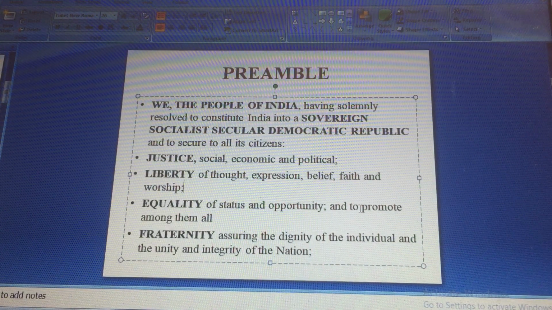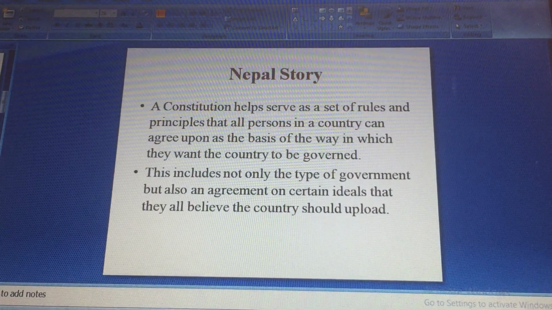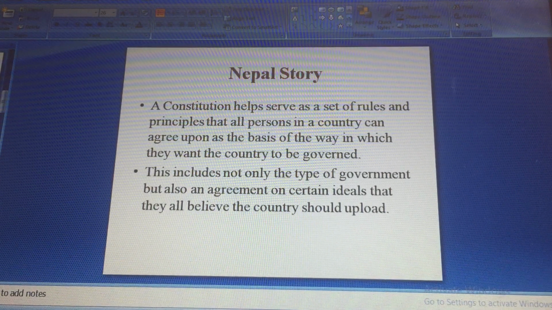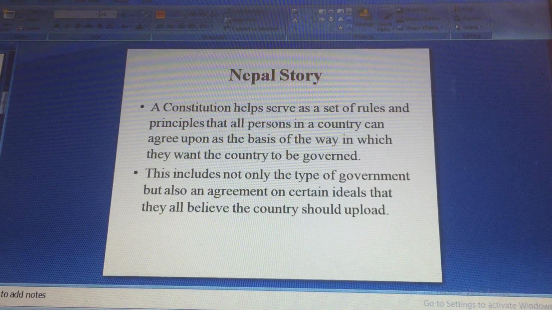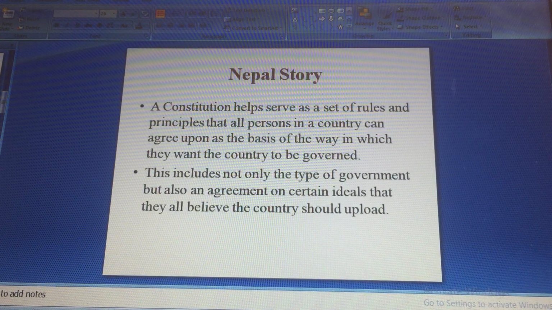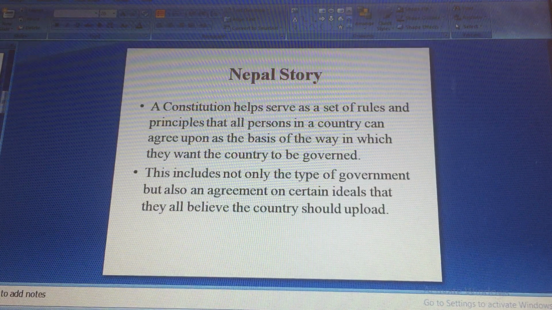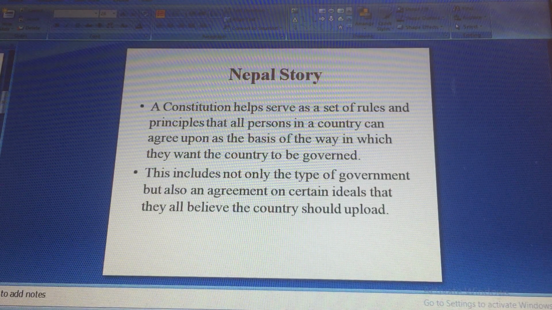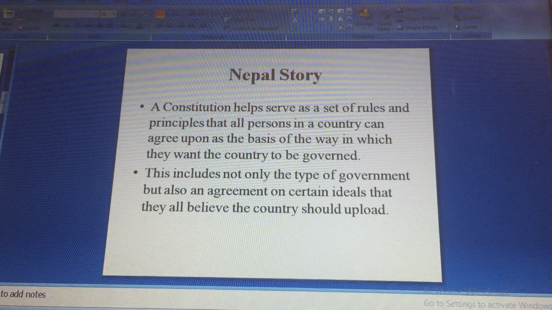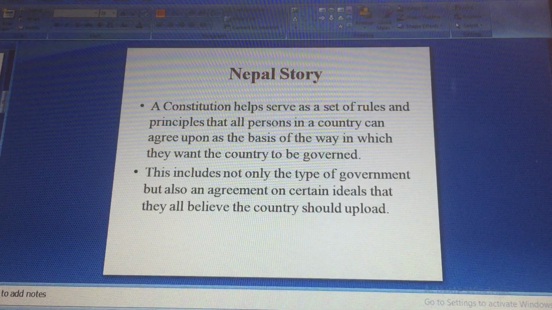So children, when we are discussing the constitution, there is one thing: every democratic country has a constitution, but it doesn't mean that every country which has a constitution is democratic, right? There are countries which are not democratic. They are monarchies or dictatorships. A government is running, but they also have their constitution. But for any democratic country, it is necessary that they have a constitution. So don't get confused, right?